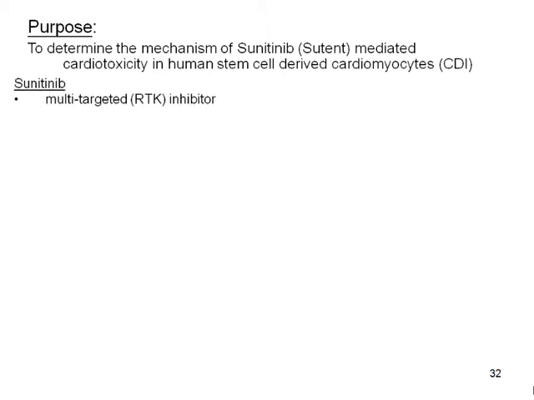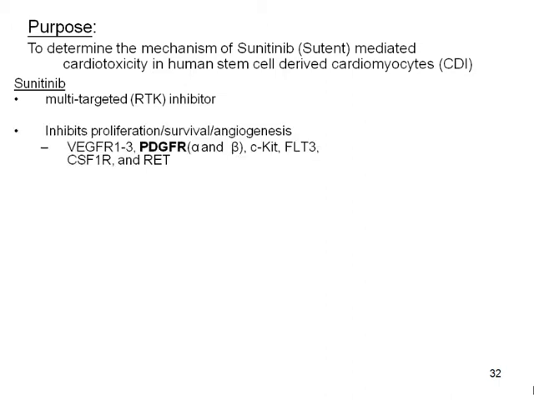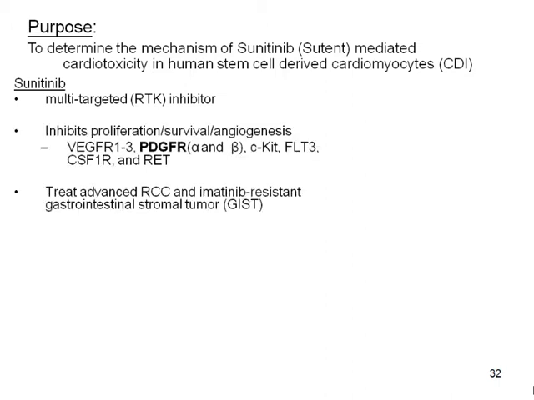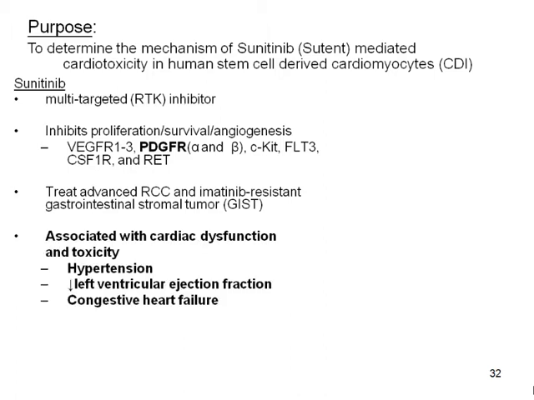Sutent is a multi-targeted receptor tyrosine kinase inhibitor, which inhibits the proliferative, survival, and angiogenesis pathways, and is currently in the clinic to treat advanced renal cell carcinoma and imatinib-resistant gastrointestinal stromal tumors. But it is associated with a considerable amount of cardiac adverse events, such as hypertension, which leads to hypertrophy of the cardiomyocytes, as well as decreases in the left ventricular ejection fraction and congestive heart failure. And in the clinic, they've also been able to detect prolongation of QT.